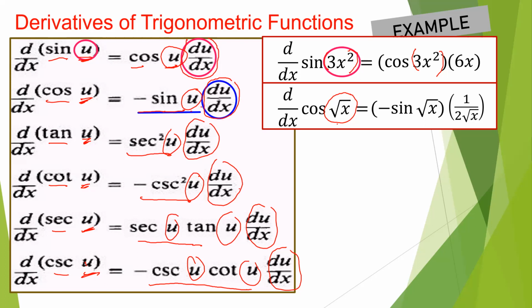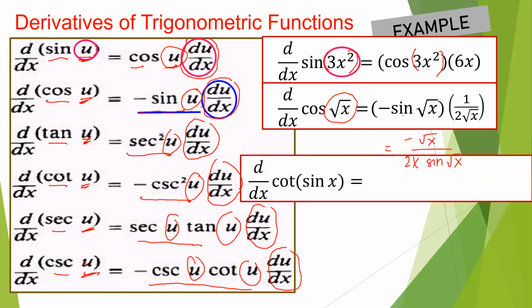Or pwedeng i-simplify, i-rationalize. That can be expressed as, so ang rationalized version nito will be negative square root of x over 2x sine square root of x, sorry for that. If we rationalize, okay, that's another way of writing our answer there.